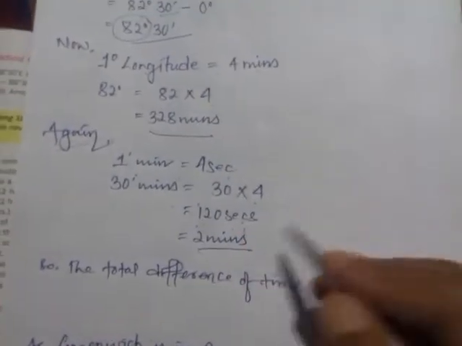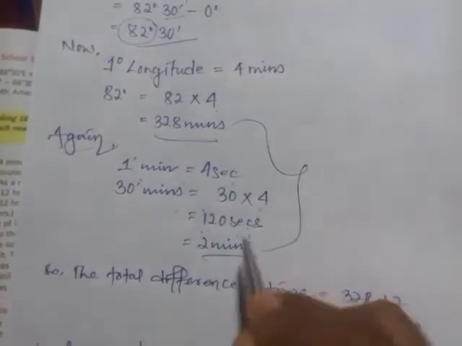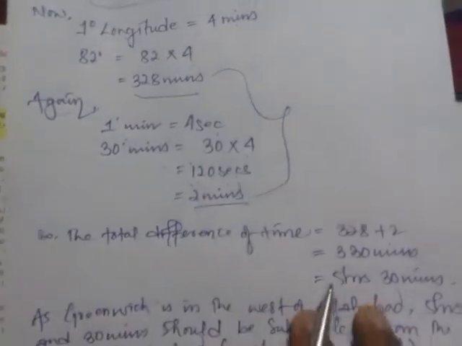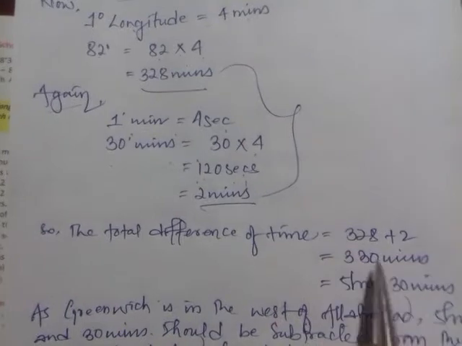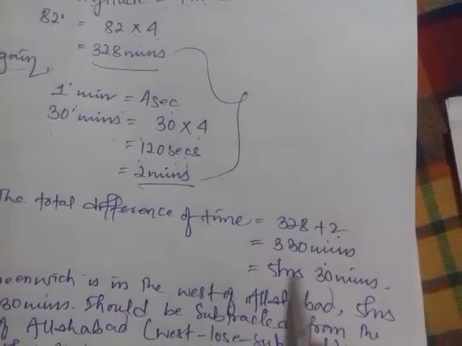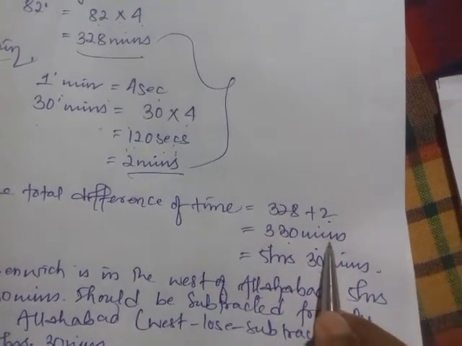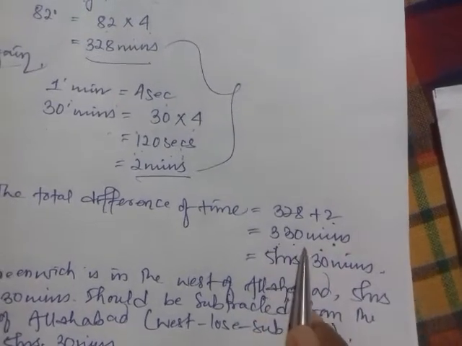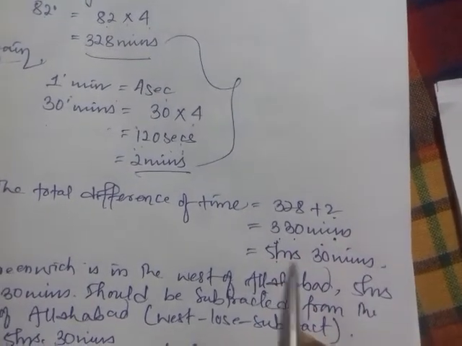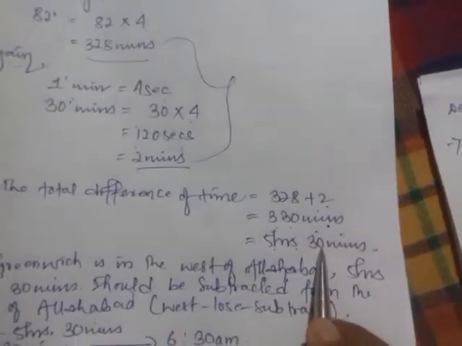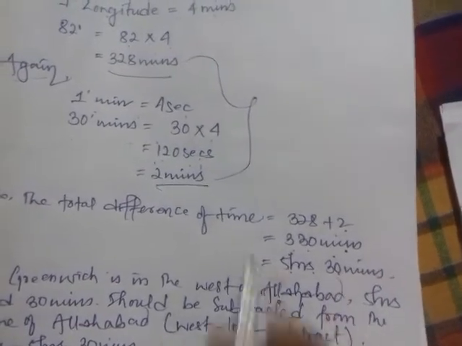Now what we have to do? Let's find the sum of both the minutes. So the total difference of time equals 328 plus 2 minutes equals 330 minutes. And when we convert these 330 minutes into hours, we get 5 hours 30 minutes. This is the IST of India.